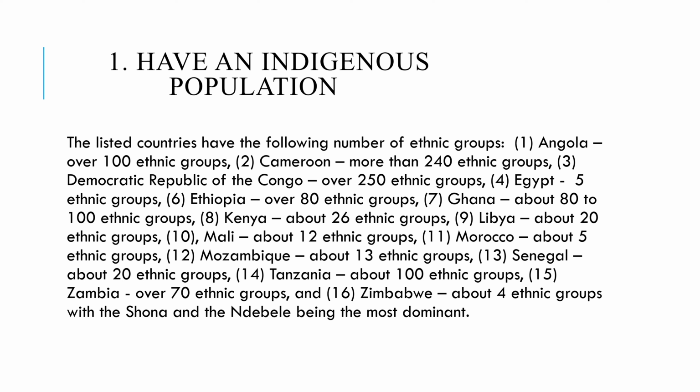Morocco has about 5 ethnic groups. Mozambique about 13 ethnic groups. Senegal has about 20 ethnic groups. Tanzania has about 100 ethnic groups. And Zimbabwe has about 4 ethnic groups, with the Shona and the Ndebele being the most dominant.